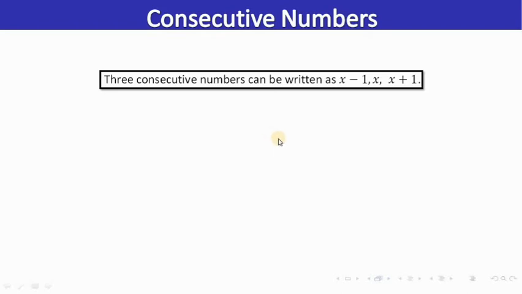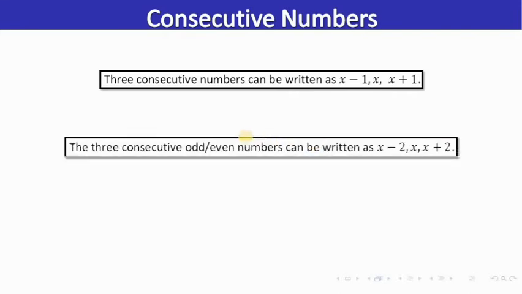Similarly, the difference between consecutive odd numbers is again 2. For example, the consecutive odd number of 1 is 3, and of 3 is 5. So here also the difference between odd numbers is 2. That's why 3 consecutive odd or even numbers can be written as x minus 2, x, x plus 2, right? The difference, as you can clearly see, is 2 between each pair of numbers. Knowing this much, we will be able to do the next sum.